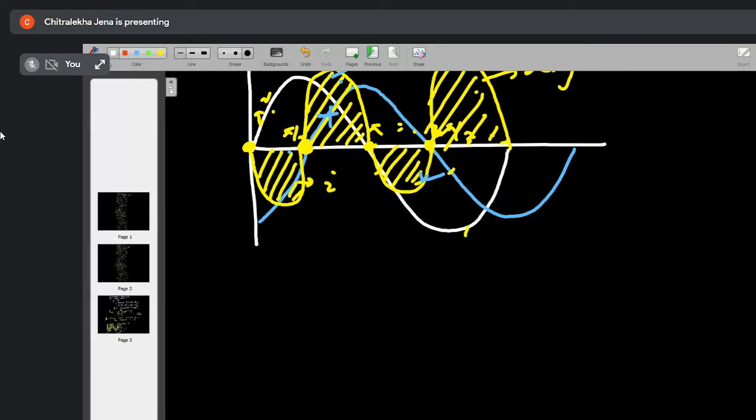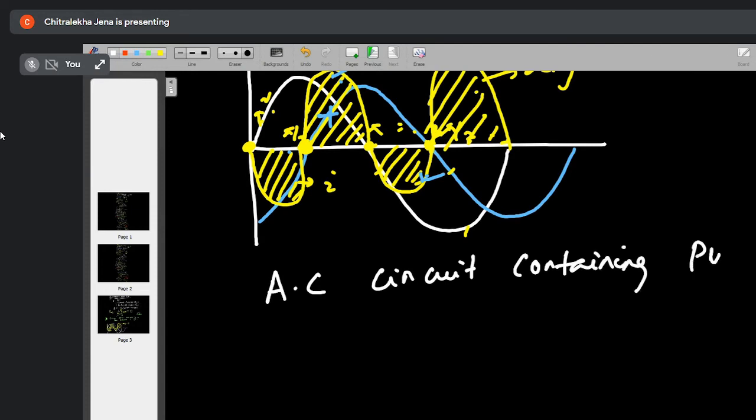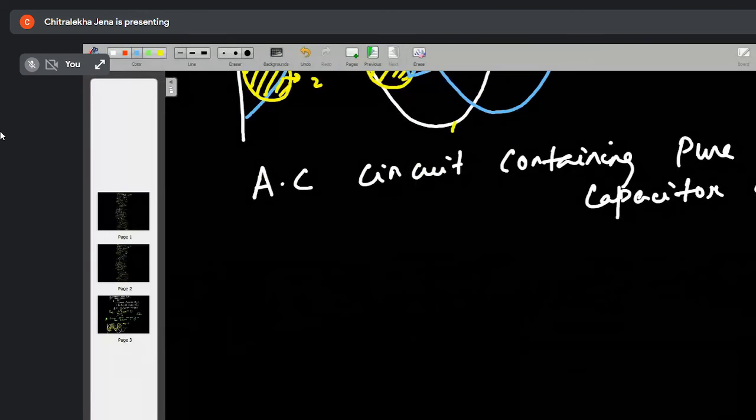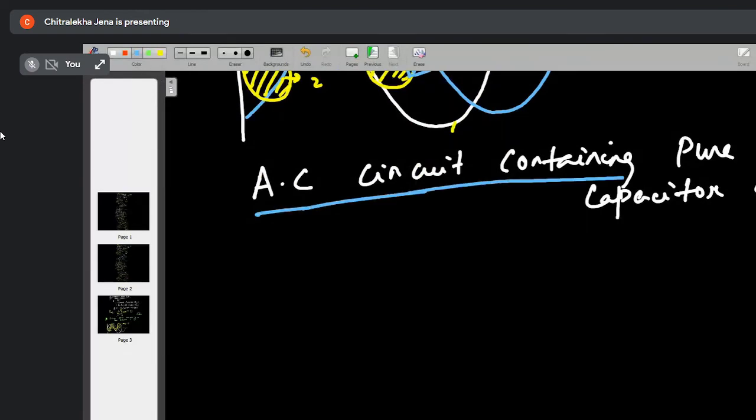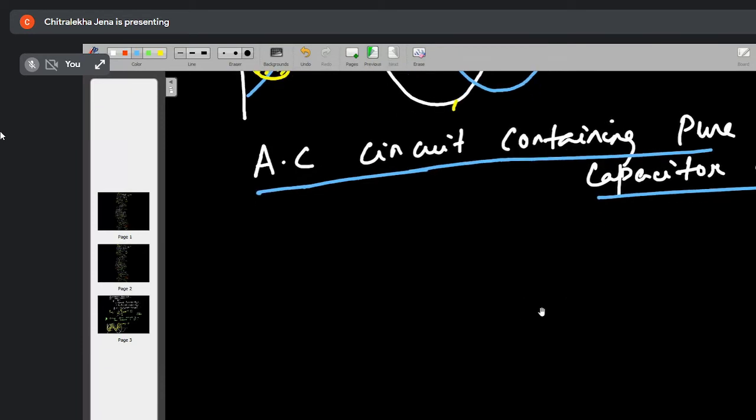Okay. So now we will go for the AC circuit containing capacitance only, the AC circuit containing a pure capacitor only. Pure I am writing because there is no resistor in the circuit. Pure implies there is no resistance in the circuit. But practically you will never get a capacitor or an inductor in the pure form. Some power will be lost.